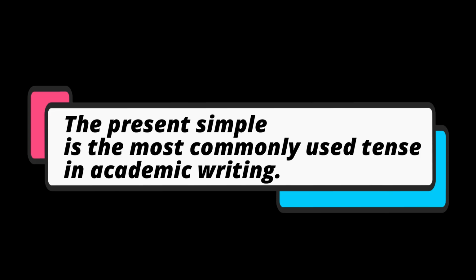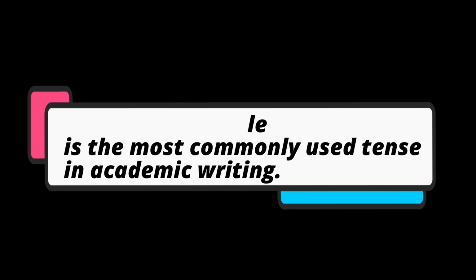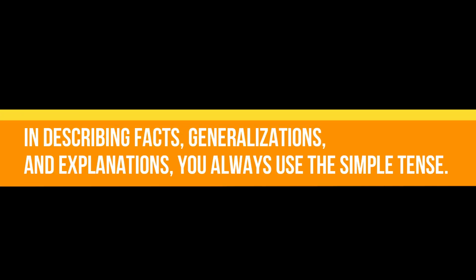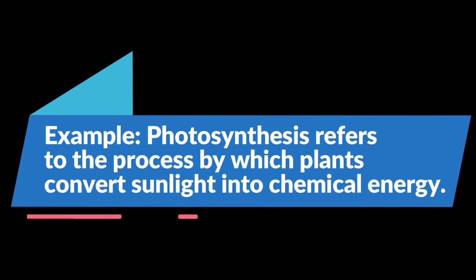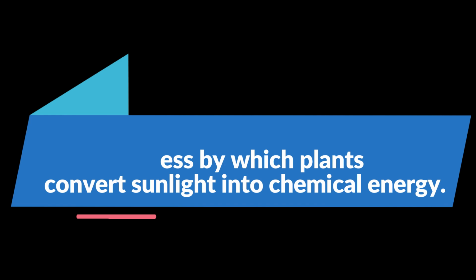The present simple is the most commonly used tense in academic writing. So, if in doubt, this should be your default choice of tense. In describing facts, generalizations, and explanations, you always use the simple present tense. Facts that are always true do not need to be located in a specific time, so they are stated in the present simple. Example: photosynthesis refers to the process by which plants convert sunlight into chemical energy.